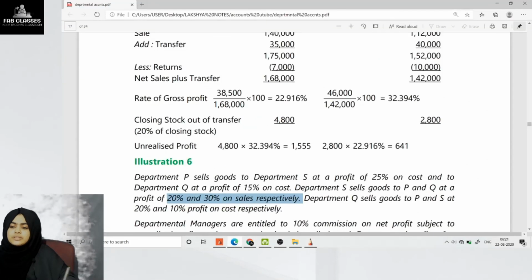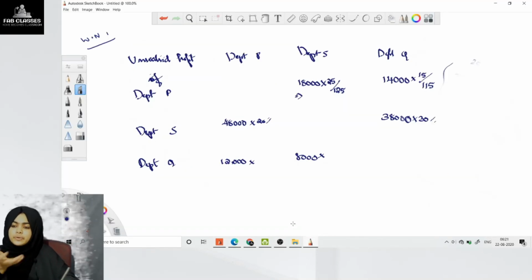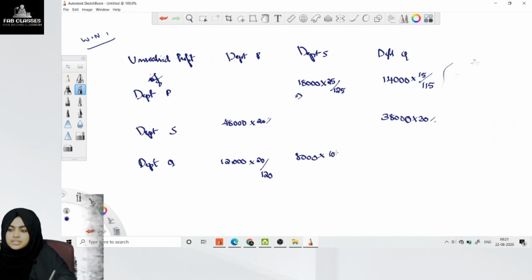And the next information is department Q sells goods to P and S at 20% and 10% profit on cost. Profit on cost. So 20% profit on cost, we have to convert to sales. We have to add 120. 10% similarly 110. So we calculate it and then we will get the value.